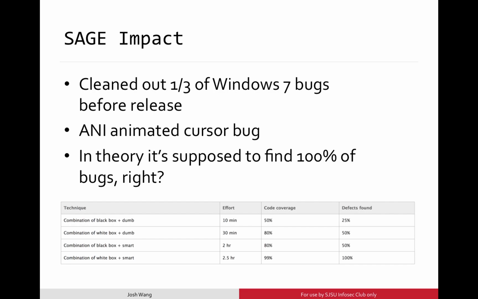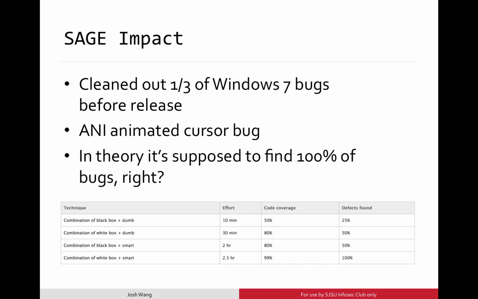And so according to Microsoft, black box fuzzing techniques of the code failed to uncover the bug, but their white box fuzzing technique using SAGE was able to uncover the bug within a few hours. So supposedly it's able to find some bugs that traditional, more established fuzzing techniques aren't able to find. In theory, it's supposed to find 100% of the bugs, but as it turns out, that's not exactly the case, as we'll talk about in a few slides.